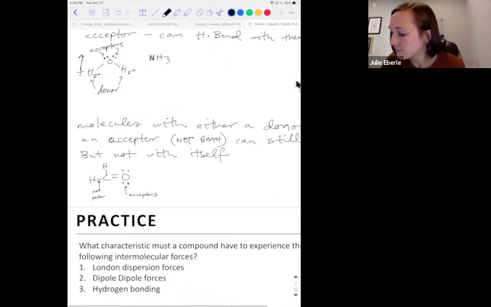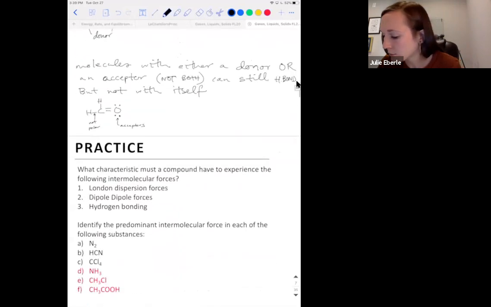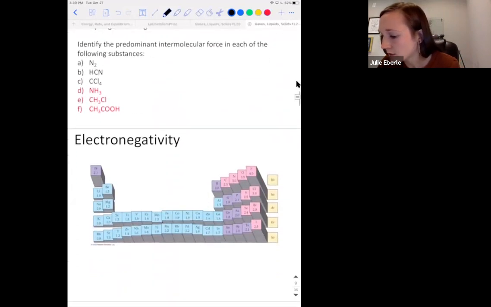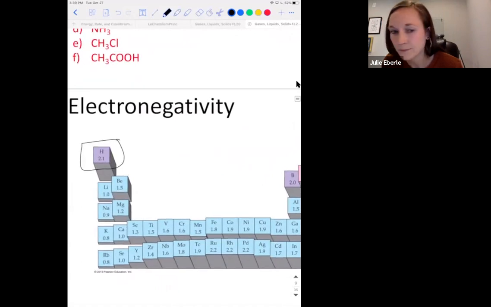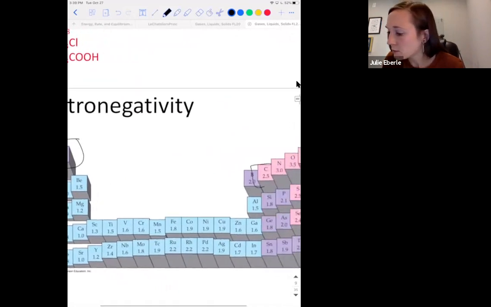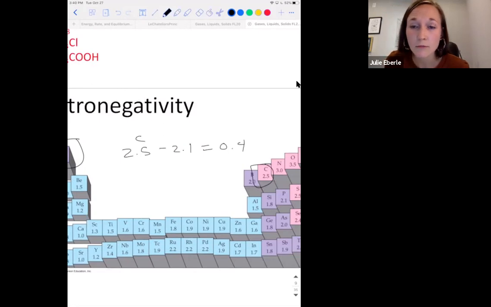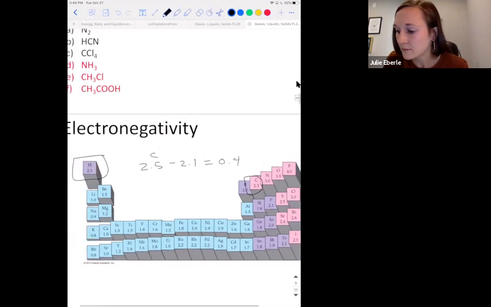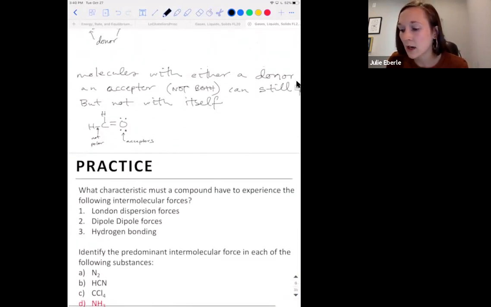And if you don't believe me, I'll be right back. I'm just going to scroll down. Here's our electronegativity chart. Here's hydrogen, 2.1. Here's carbon, 2.5. So 2.5, that was carbon, minus hydrogen, 2.1. That's only a difference of 0.4, and that is not considered polar. To be considered polar, the electronegativity difference has to be 0.5 or greater. Okay? So hydrogens bonded to carbon are not positively polarized hydrogens.